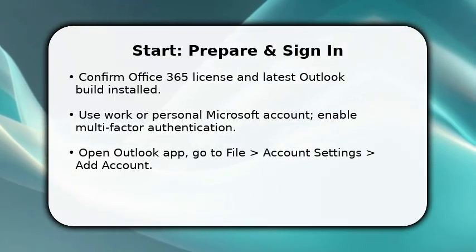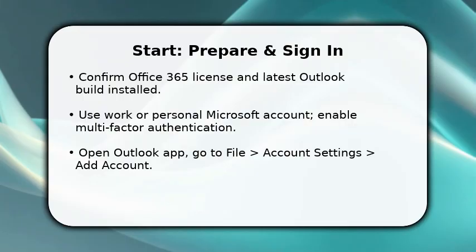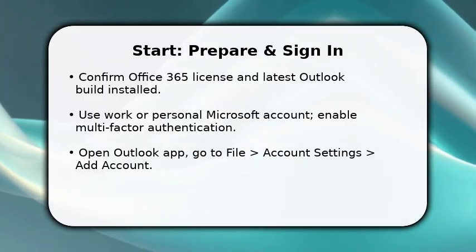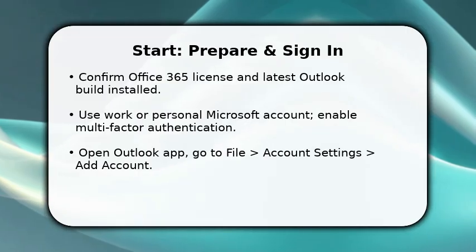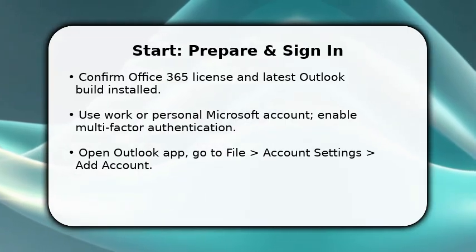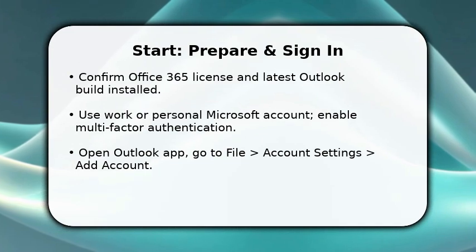Outlook auto-discovers server settings for most accounts. Make sure to select the correct account type if prompted. This establishes sync and gives you access to calendar, contacts, and OneDrive attachments immediately.